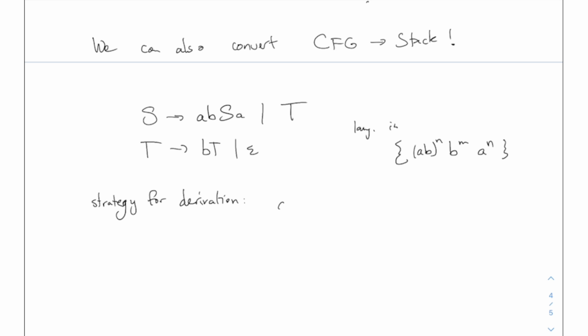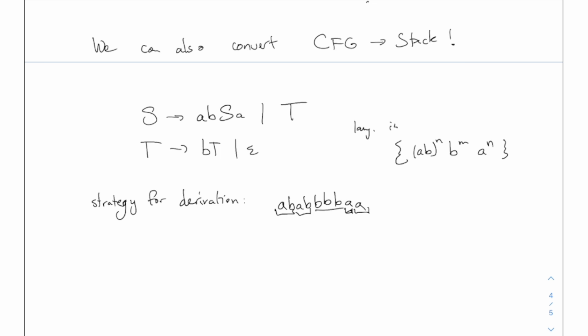If I want to derive a string in this language, let's say A, B, B, A, all right? What you see here is A, B, balanced with A, and then in the middle, a bunch of extra B's. So that's part of this language.